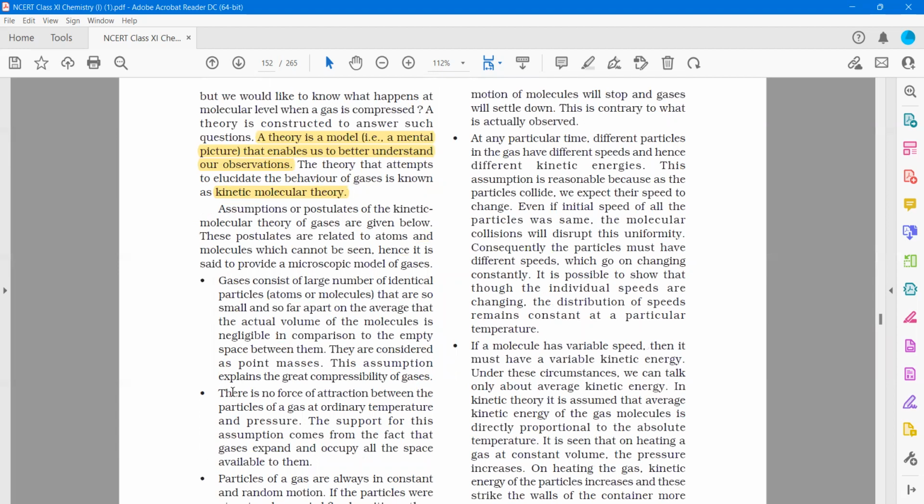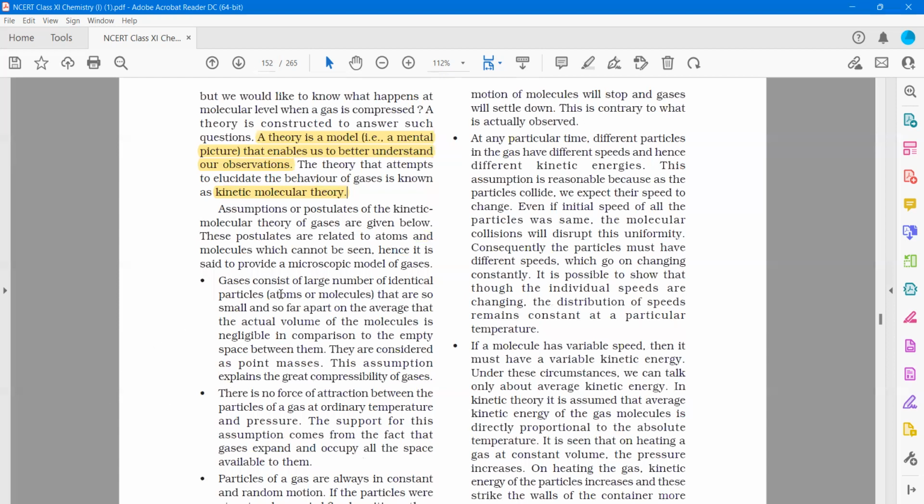Assumptions or postulates of the kinetic molecular theory of gases are given below. In order to give some theory, you need to postulate and assume something. So these are the various assumptions or postulates followed for studying the kinetic molecular theory of gases. These postulates are related to atoms and molecules which cannot be seen. Hence, it is said to provide a microscopic model of gases.